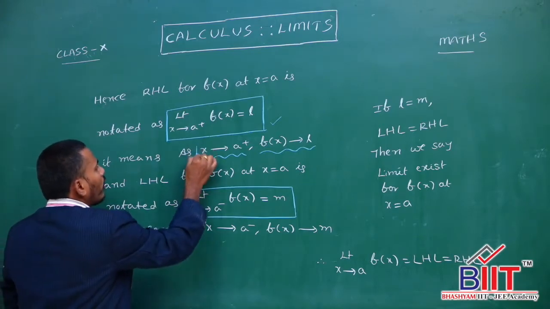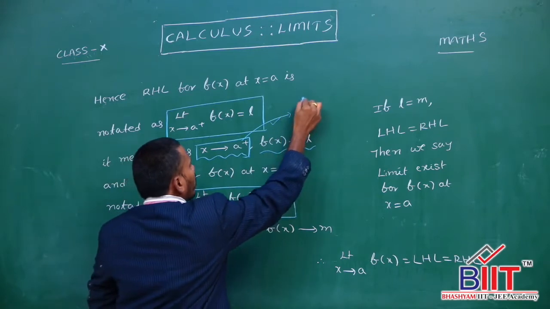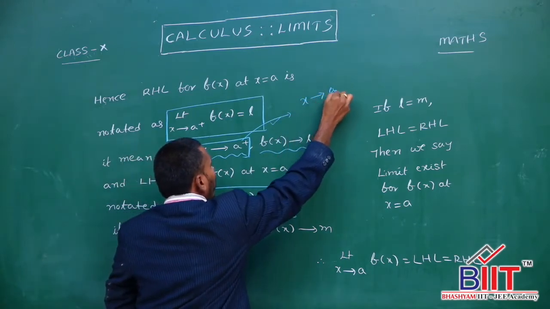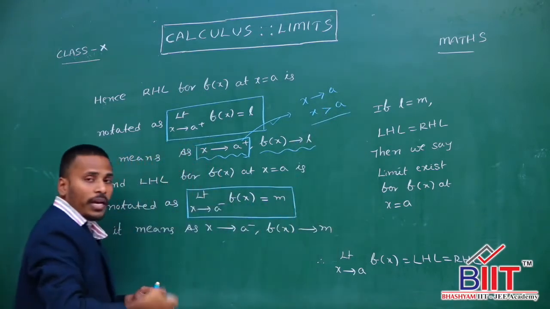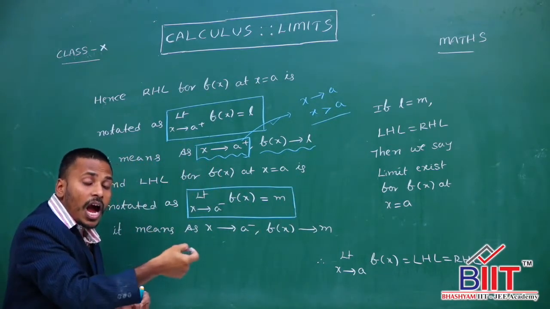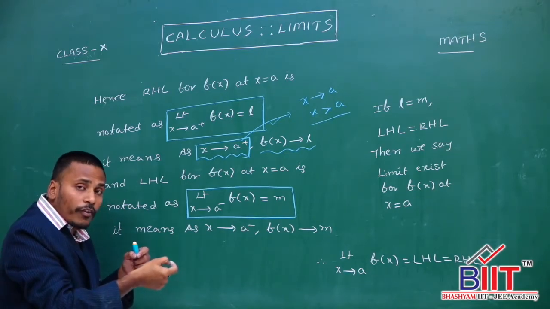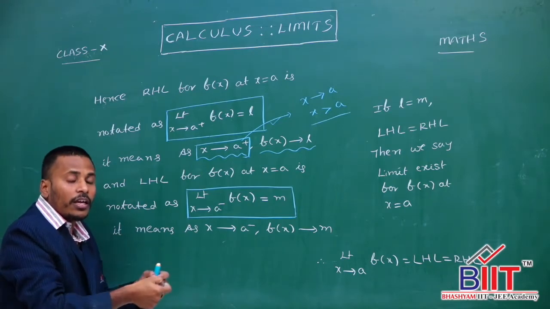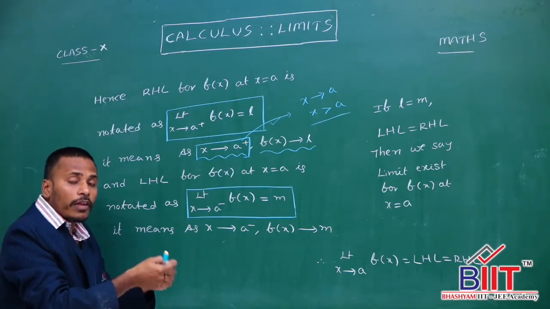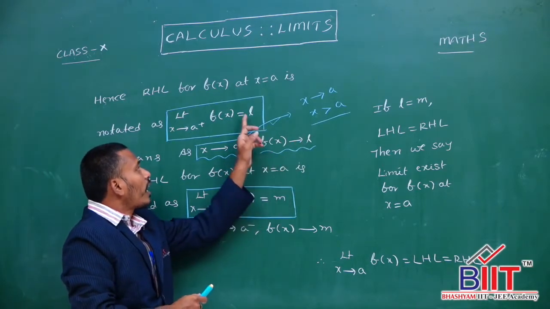What does x tending to a plus actually mean? It means the values of x are tending to a, and the values of x are greater than a. X values are greater than a and very near to a. So, for those values of x which are very near to a and greater than a, if the functional values are very near to L, then we say that the right limit is L.